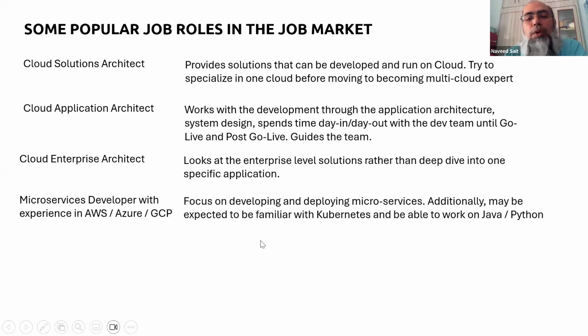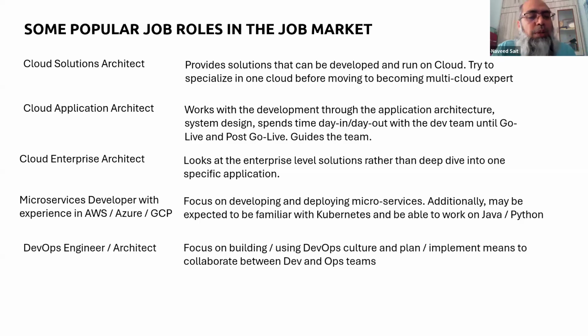You may be expected to be familiar with Kubernetes, which is extremely popular. It's a very good choice today for microservices, but it's not the only choice. There are alternatives, simpler alternatives. Not every application is complex enough to need Kubernetes. Many simple applications use other alternatives. Popular languages include Java and Python. In fact, Python is catching up very quickly.